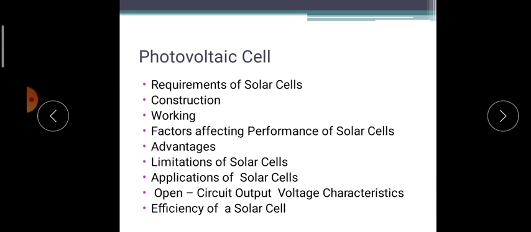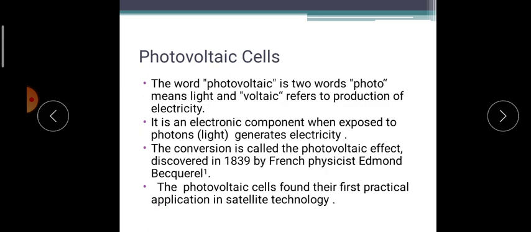In this video, we are going to discuss the following topics related to our solar photovoltaic cell. Requirements for designing a solar cell, construction of solar cell, its working, factors affecting performance of solar cell, advantages, limitations of solar cell, applications, open circuit output voltage characteristics, efficiency of a solar cell.